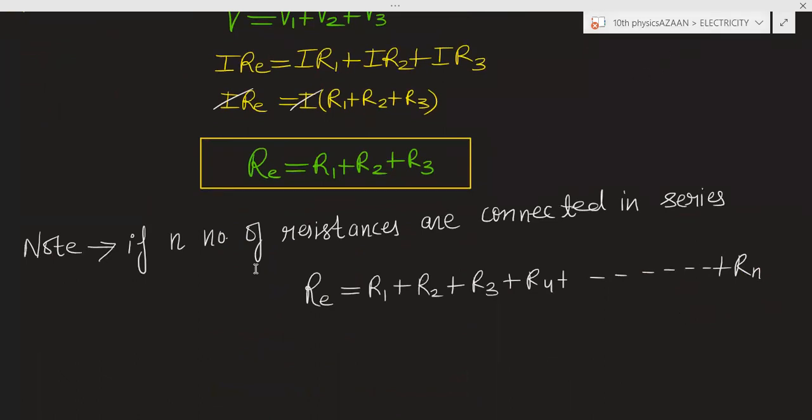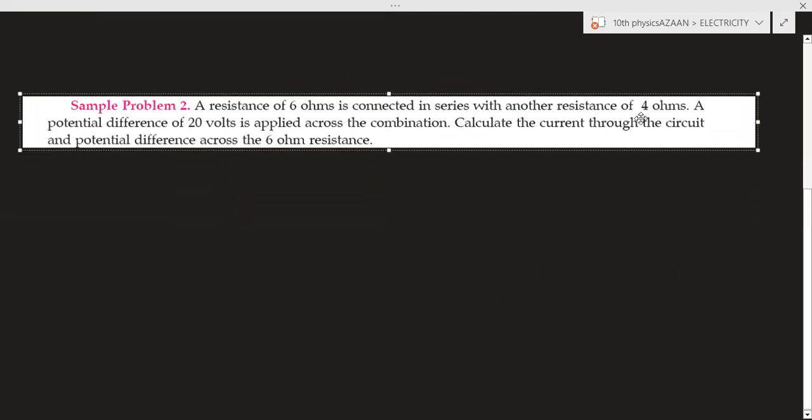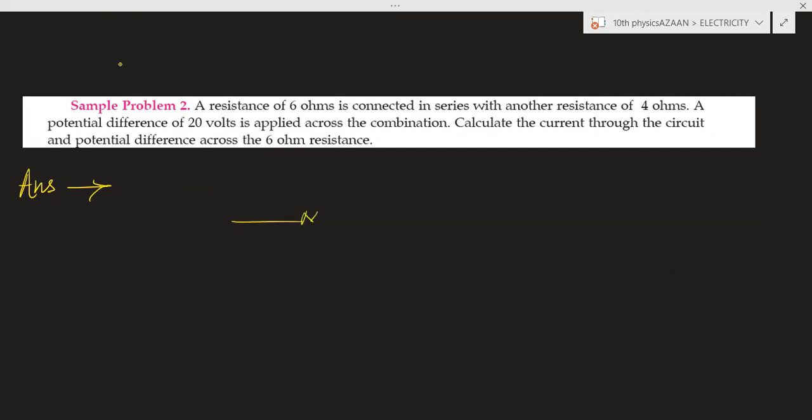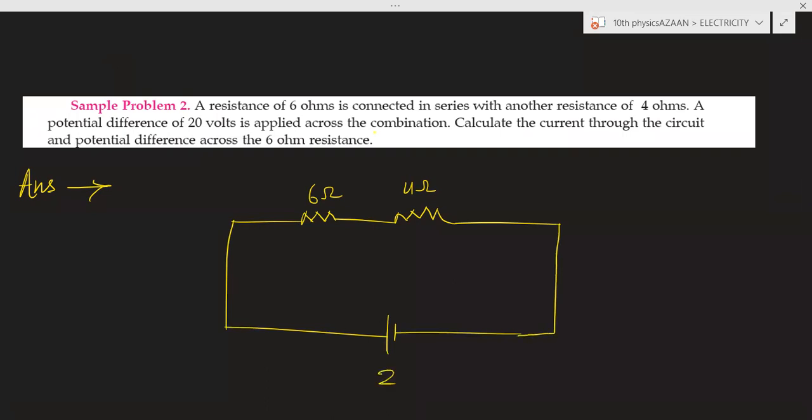You can see one very easy question. A resistance of 6 ohm is connected in series with a resistance of 4 ohm. A potential difference of 20 volt is applied across the combination, meaning this combination has a potential difference of 20 volt. You can connect a cell of 20 volt. Calculate the current through the circuit and the potential difference across the 6 ohm resistance. So you have to find this V1, and you have to find the current flowing in the circuit.